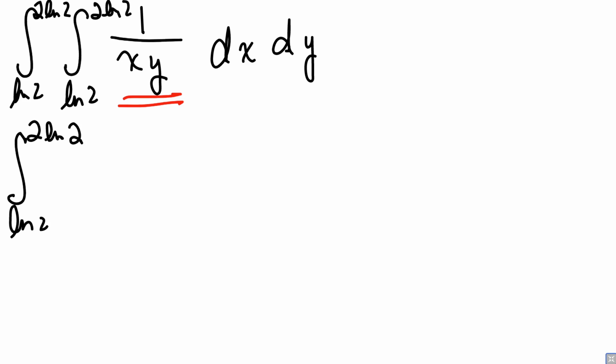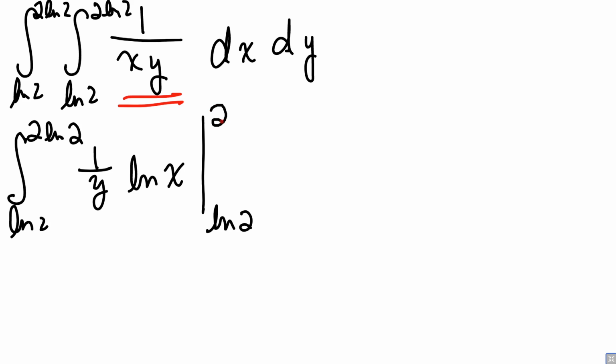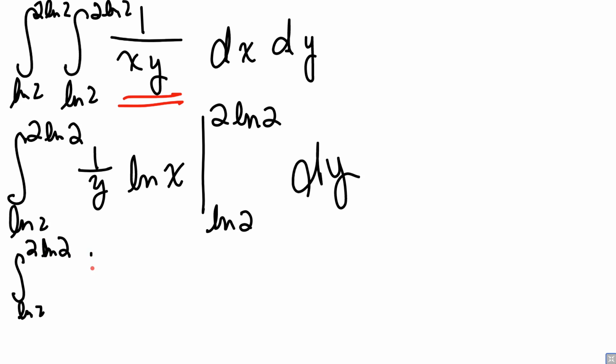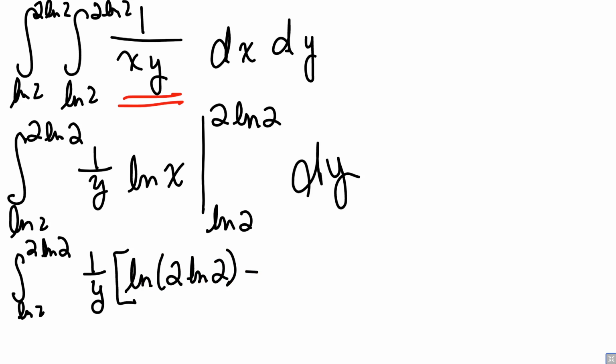1 over y times ln x. Right, 1 over y times the ln of x. And we're going to evaluate it from natural log of 2 to 2 times the natural log of 2, then dy. So now what I'm going to have is the integral from the natural log of 2 to 2 times the natural log of 2 of 1 over y times, if I evaluate this, the natural log of 2 times the natural log of 2 minus the natural log of the natural log of 2, dy.